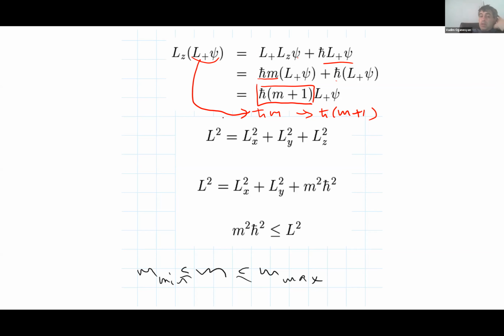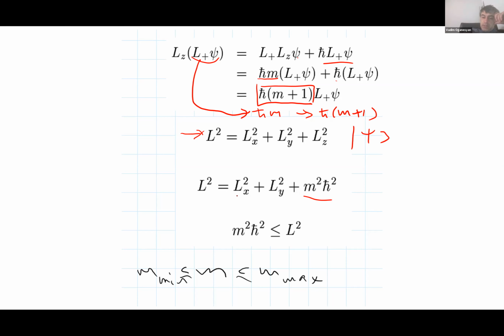Okay. Now, so far this is what we've done for the harmonic oscillator. Now we're going to do something different. The harmonic oscillator did not have the analog of L squared. L squared is a positive operator. The eigenvalues of L squared have to be positive. Now what we notice is that we can replace LZ squared with m squared.